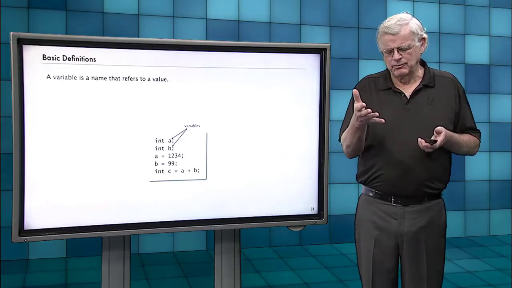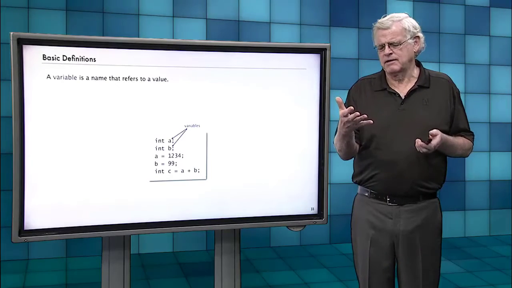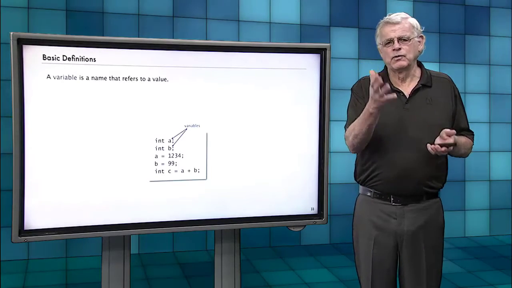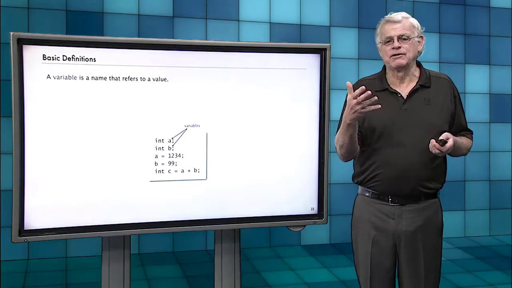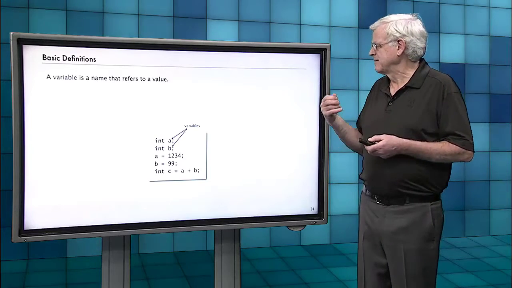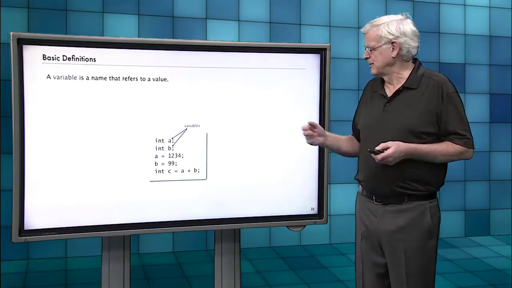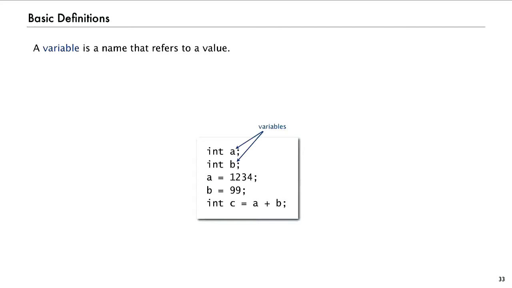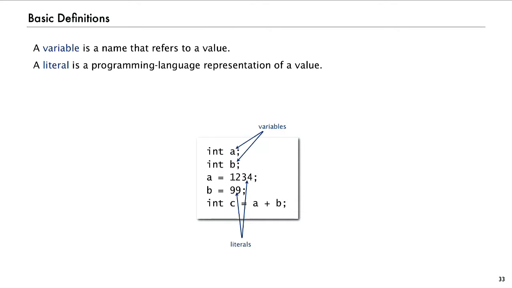Now, in terms of manipulating data, we have some basic definitions that appear in all our programs. The first thing is a variable. That's a name that refers to a value. In this case, A and B are variables. This is a short program that adds two numbers. Then there's a thing called a literal. That's a programming language representation of a value. For an integer, a literal is a string of digits, 0 to 9.